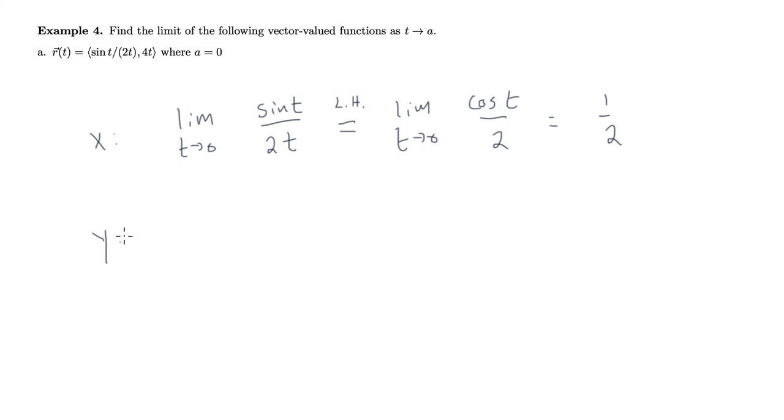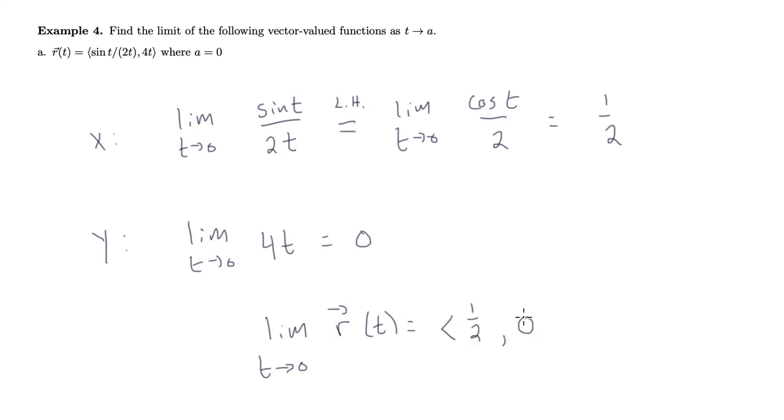And then the y-coordinate, well, this is easy. This function is continuous at 0 for t, so we just get 0. So the limit as t approaches 0 of our vector-valued function is just 1/2 comma 0.